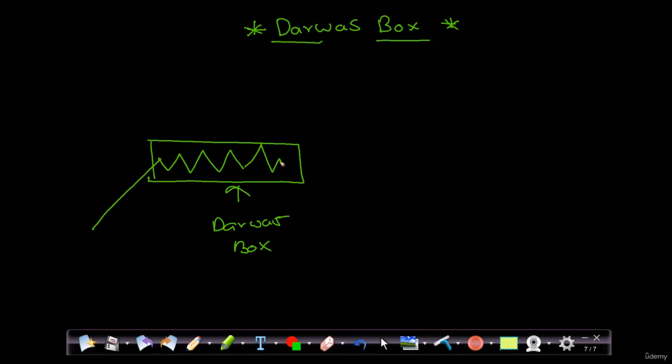After the consolidation phase, if the market breaks the upside or downside at any side, that means a trend will start and the market will again continue the move with faster momentum. That's the reason, or let's say that's the theory behind the Darvas box price action.